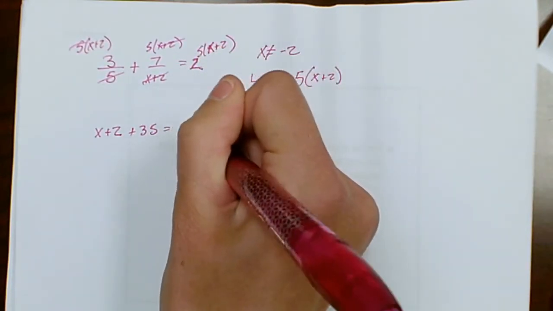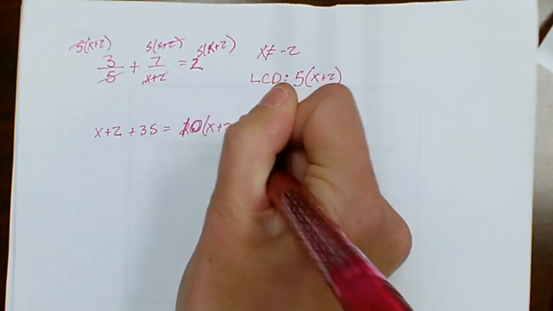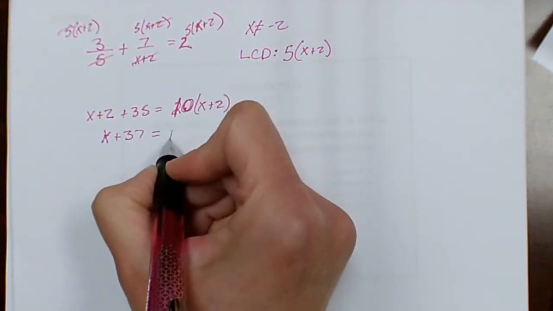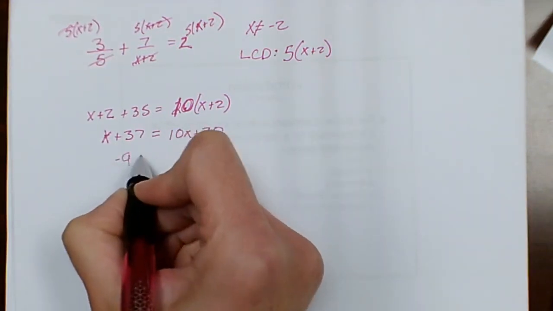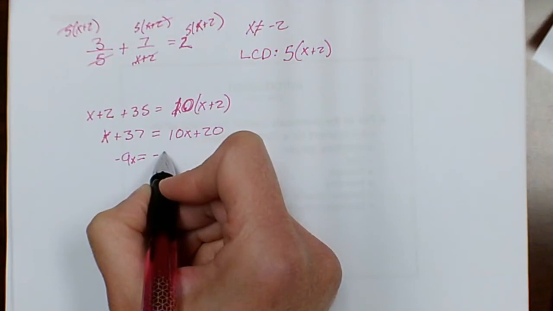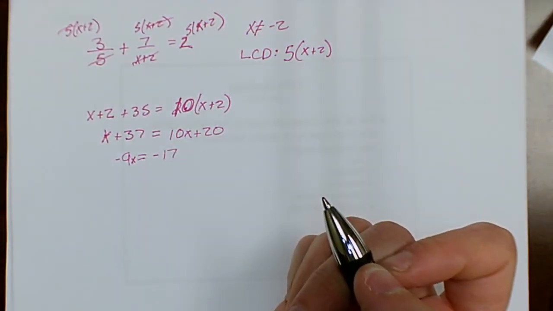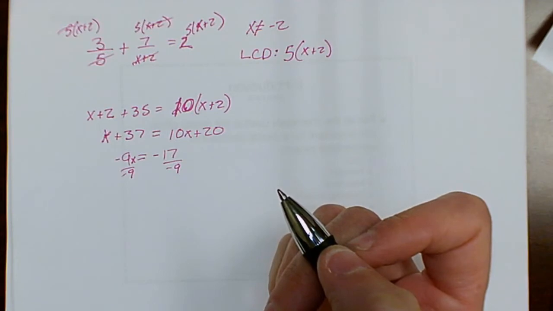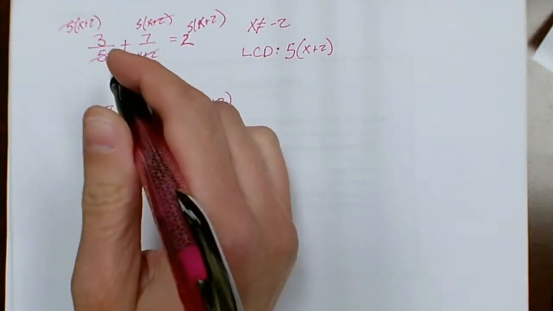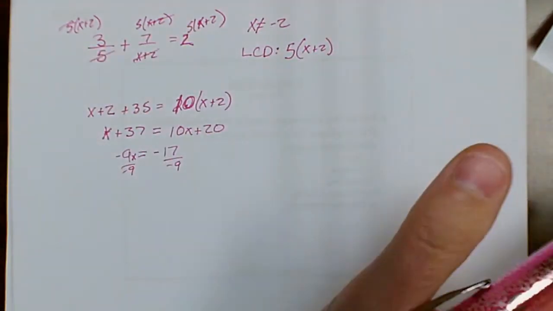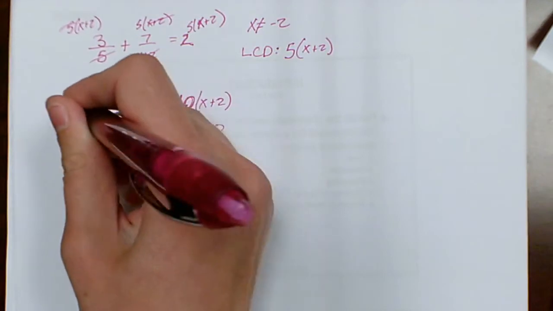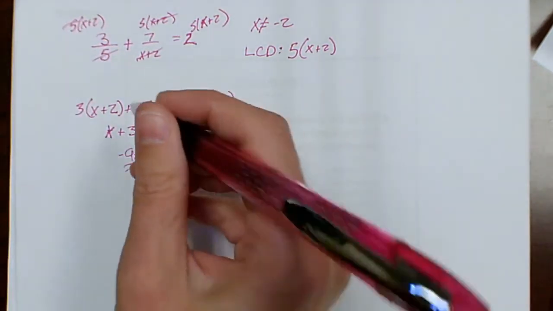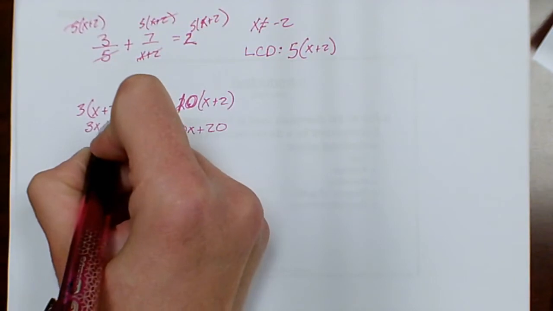2 times 5 is 10. I'll just change that to 10, and then we'll have to multiply that by x plus 2. It's x plus 37 and x plus 20. Negative 9x equals negative 17? And then divide by negative 9. And that's not what I should be getting. Oh, oops, I see. Okay, stop. I found a mistake. I was supposed to multiply this by 3 because we have to multiply our numerator by what is remaining. I found a mistake, and that is a common mistake.